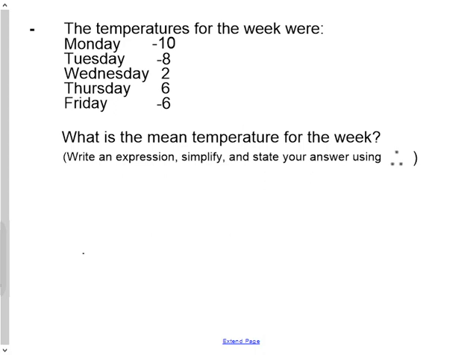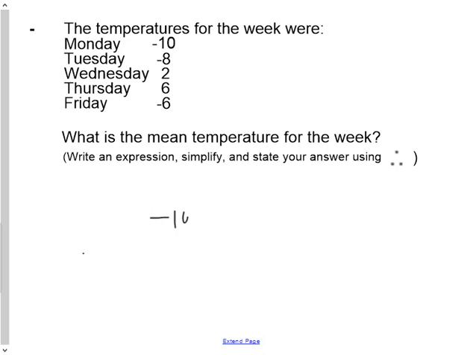So the last 2 questions were your story problem questions. It said the temperatures for the week were Monday, negative 10, Tuesday, negative 8, Wednesday, positive 2, Thursday, positive 6, and Friday, negative 6. What was the mean temperature for the week? It says write an expression, simplify, and state your answer using a therefore symbol.